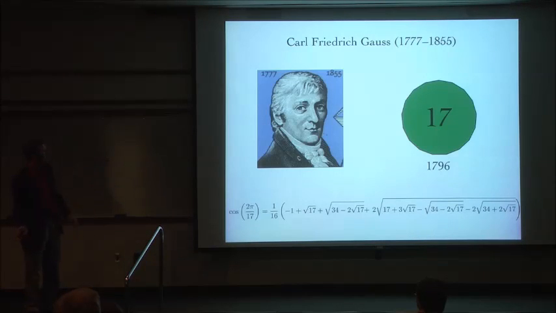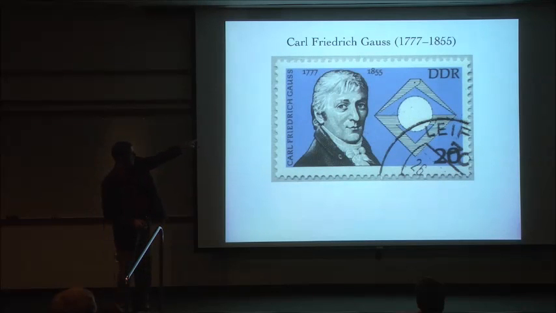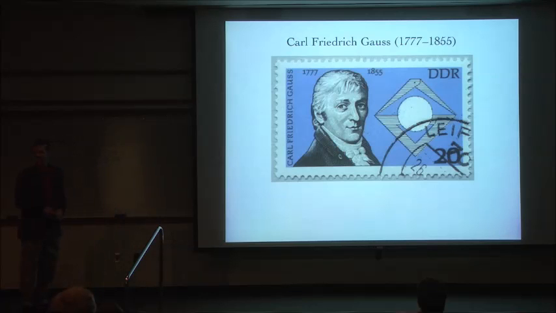So actually this picture of Gauss that I have here, this is actually from a stamp that my wife found for me on eBay. So here's the full stamp, and you can see the stamp has the 17 on, and has the compass, and has the straight edge on it. So that's kind of cool.